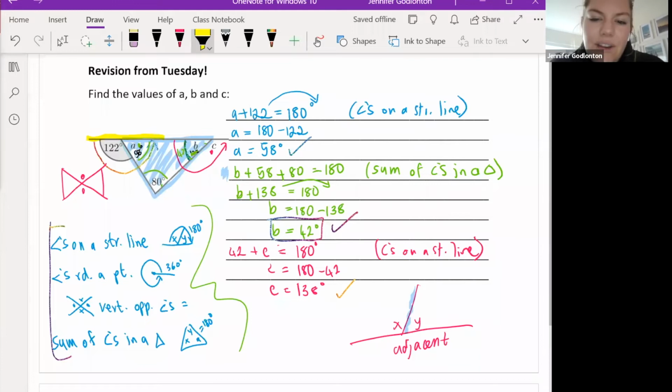So I got the 138 by saying 58 plus 80. That gave me that 138 over there.